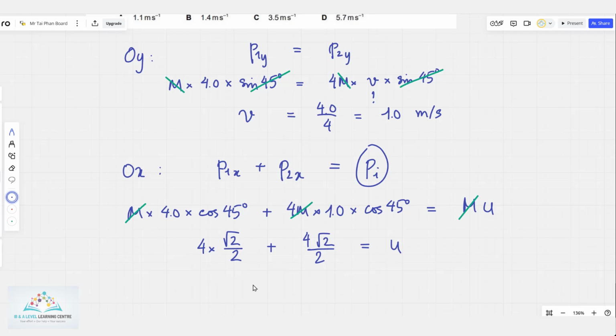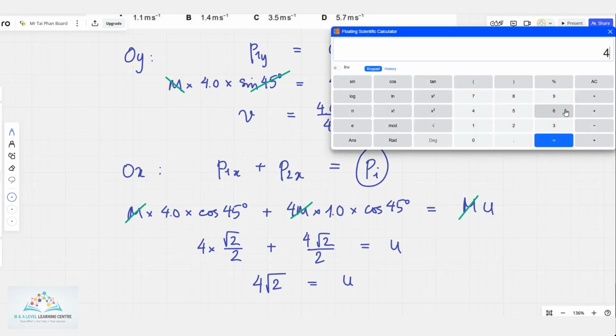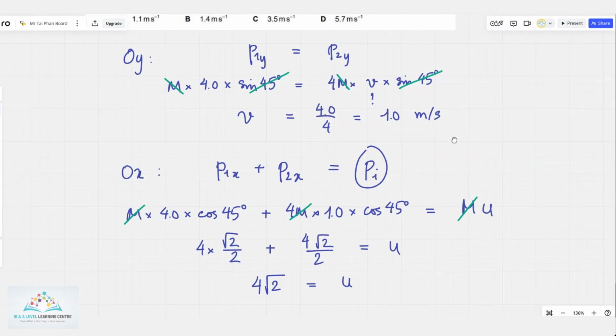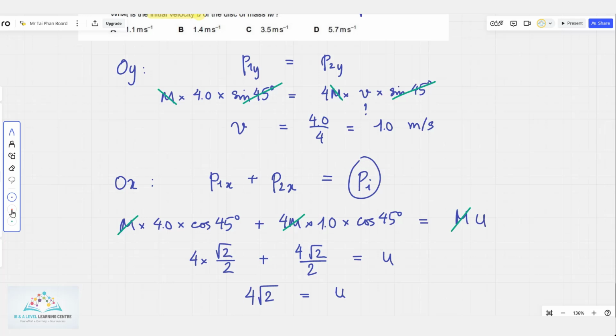So 4 over 2 is 2, 2 square root 2 plus another 2 square root 2, so the sum is 4 square root 2. 4 square root 2 is the initial speed of this object, which is 4 times square root 2. That is 5.66, 5.67. If we round to 2 significant figures, it will be 5.7. So let me write those two numbers, 5.66 something like that, and rounded to 2 significant figures, it is 5.7 meters per second. This is the answer.